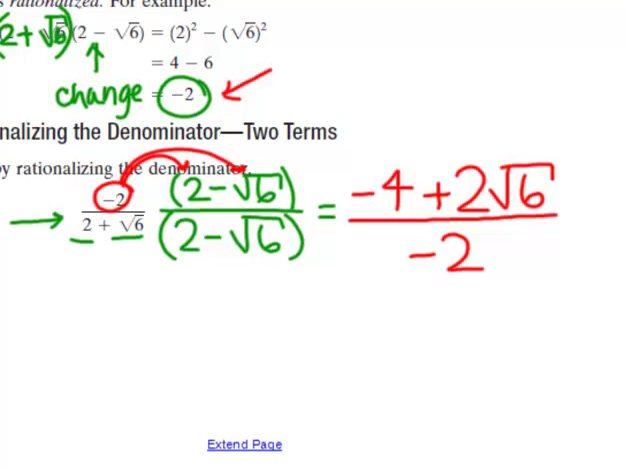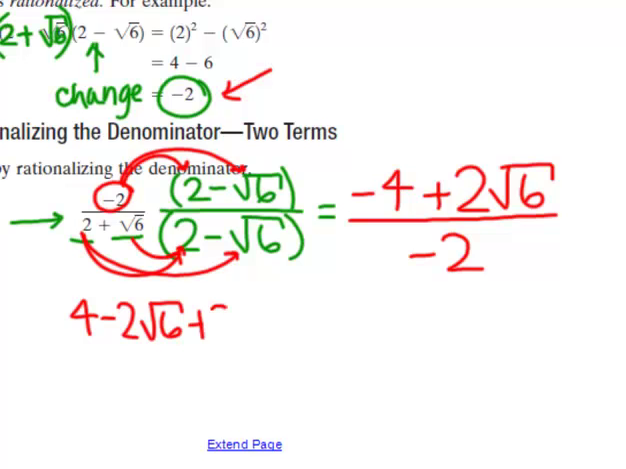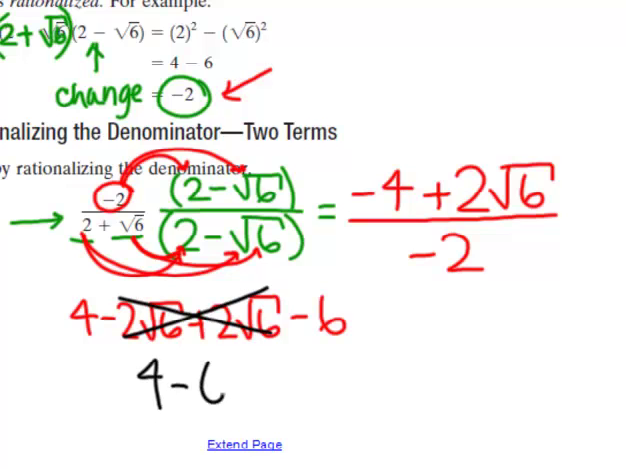Remember, you're FOILing. So 2 times 2 is going to give us 4. 2 times negative root 6 gives me negative 2 root 6. These two give me positive 2 root 6. And then root 6 times negative root 6 gives me negative 6. So remember, conjugates are so amazing because our middle terms cross off. And we get 4 minus 6, which is where that negative 2 came from.